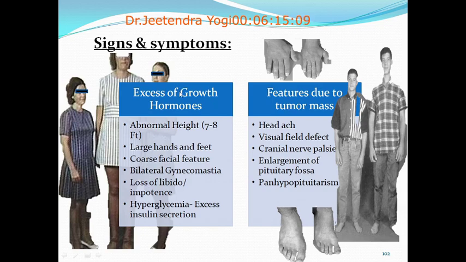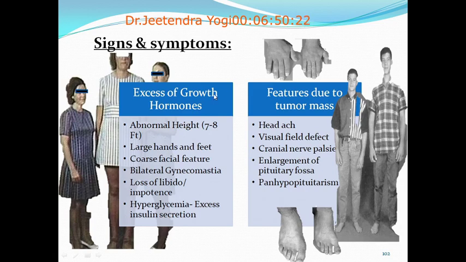So clinical signs and symptoms that occur due to the excess secretion of growth hormone are abnormal height, approximately 7 to 8 feet. So see here in this picture, there is an abnormal height of approximately 7 to 8 feet. And see here also, there is an abnormal height of approximately 7 to 8 feet. And this is the normal person. So these are the twins. And in this, there is excess secretion of growth hormone that develops height of approximately 7 to 8 feet.